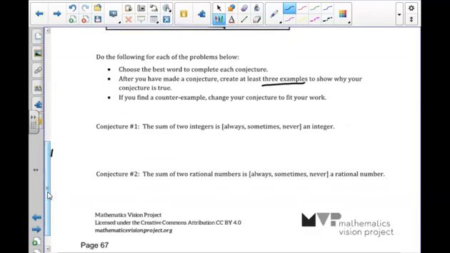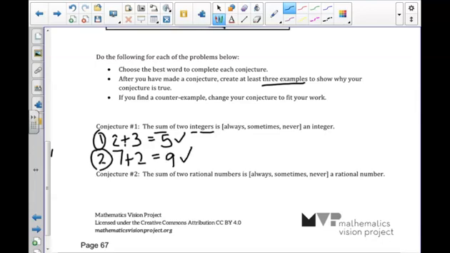So for conjecture 1, we are asked to find if the sum of 2 integers is always, sometimes, or never an integer. If we look at 2 numbers, I could take, for example, 2 plus 3. Those 2 numbers are integers, and we're trying to find the sum. In this example, our answer is 5, which is definitely an integer. We can give another example like 7 plus 2. Those are both integers, and when we add them, we get 9. That is also an integer. And a third example we could give is 5 plus 6, which gives us 11. That is also an integer. So we can see that the sum of 2 integers is always an integer.